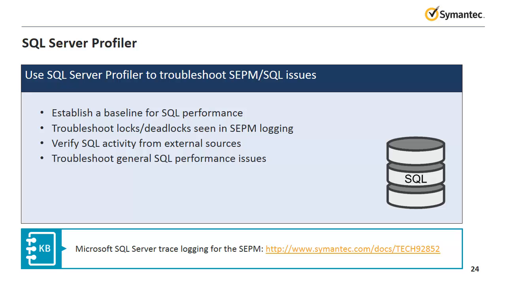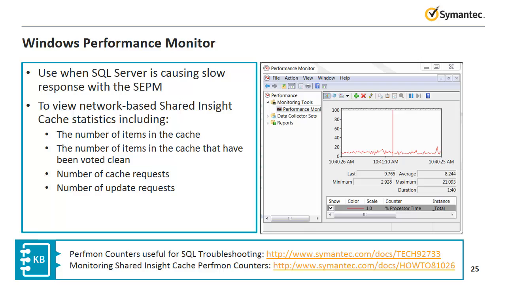Create a baseline for SQL performance so that you can check the effects of any configuration changes made. SQL Server tracing is part of the SQL Server toolset and can be helpful for troubleshooting issues. It enables you to identify the source of deadlocks in SEPM logs, verifies SQL activities from third-party applications, and helps to troubleshoot general SQL performance issues. Use Windows Performance Monitor when SQL Server is causing a slow response with the Symantec Endpoint Protection Manager.